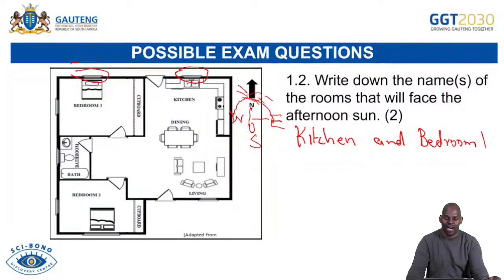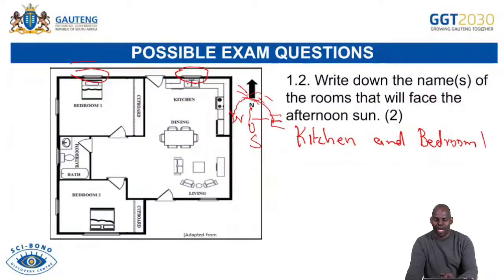So you need to specify bedroom one because there's another bedroom, which is bedroom two. Okay, so the kitchen and bedroom one, there's only one kitchen there. So that is the answer for 1.2.